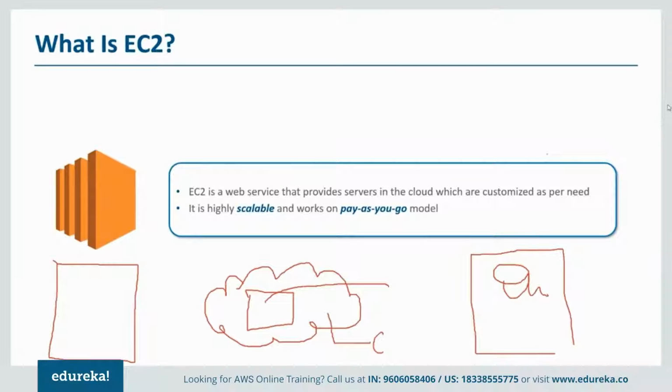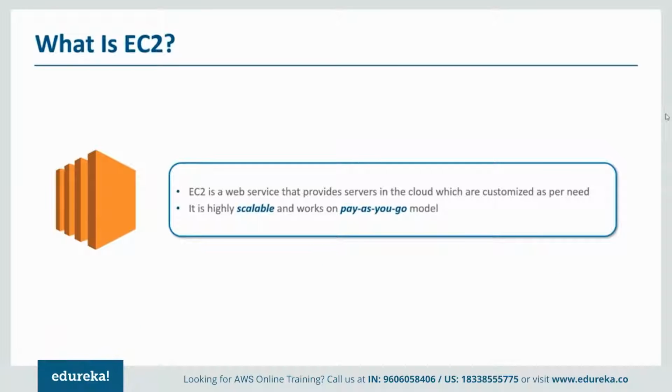The main advantage that we get on top of cloud services is that it is highly scalable, plus it works on a pay-as-you-go model. Here we don't have to pay any upfront cost, because in on-premise servers we have to pay for setting up the servers, we have to pay an upfront amount for the infrastructure for the servers that we'll be buying, right? Whereas with cloud services, especially EC2, it works on a monthly billing cycle.